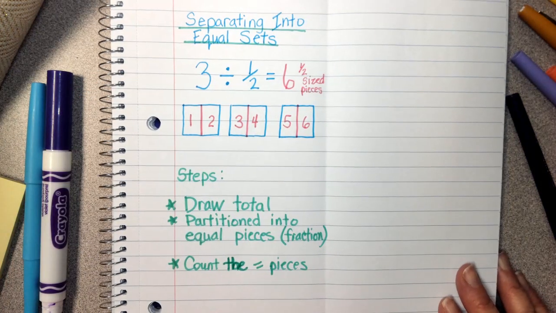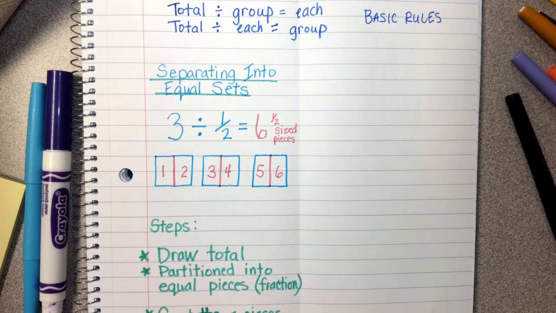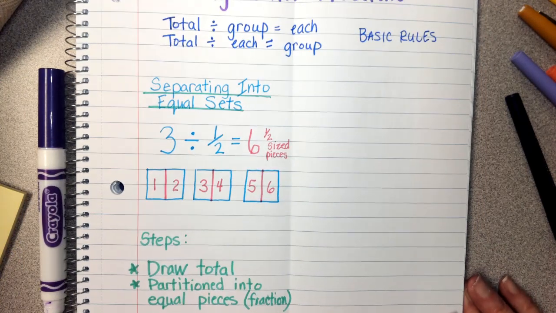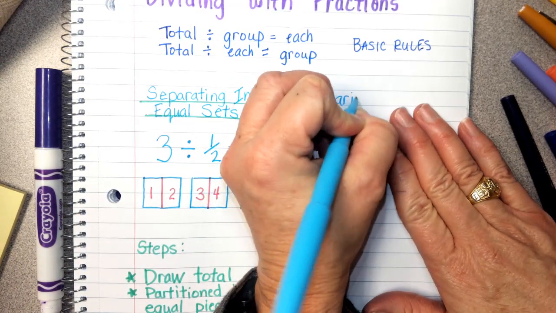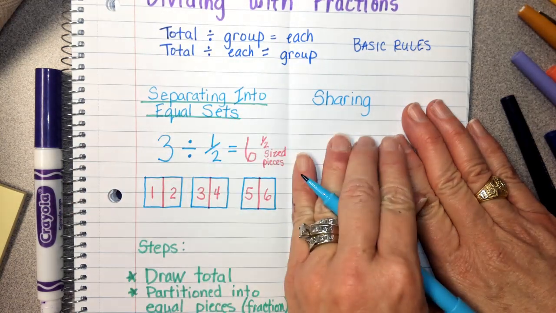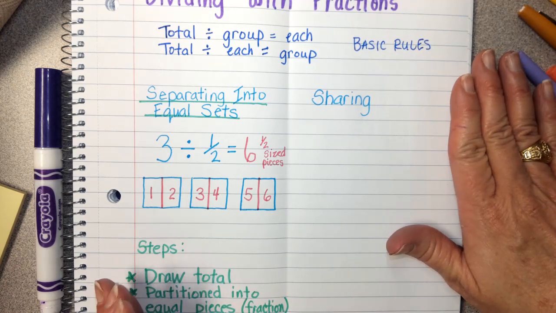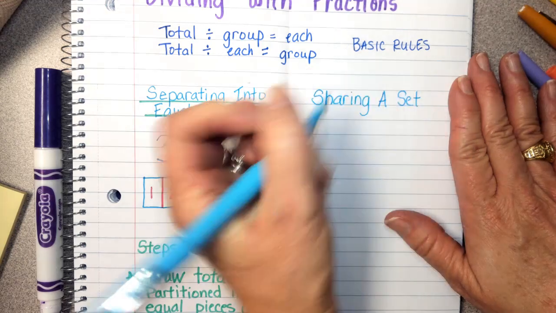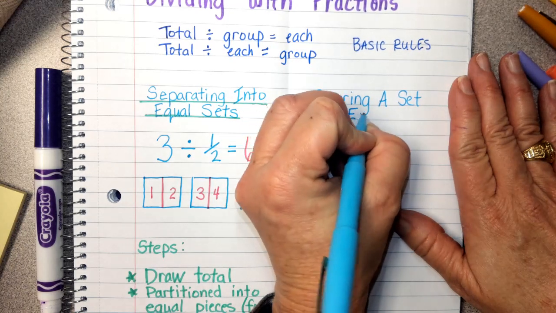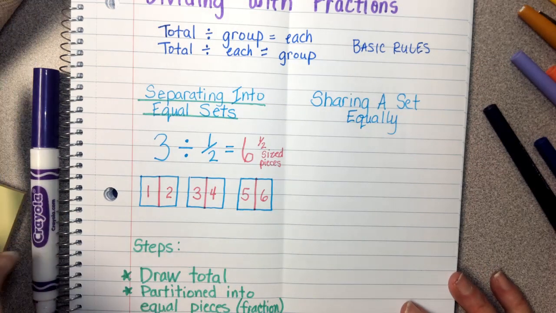I'm going to go ahead and move over to the other side now. And the action that we were talking about yesterday was called sharing a set equally. So I'm going to go ahead and put that over here. Now, honestly, boys and girls, separating and sharing sometimes seem very similar, but they are very different when we write them out. So sharing a set equally, because we're going to get a totally different answer. Totally different answer.